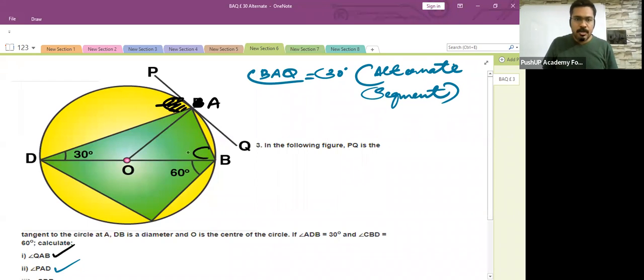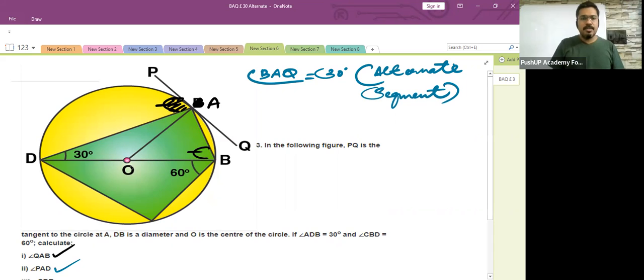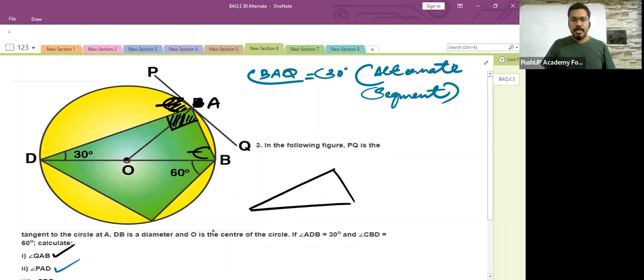So your primary job is to find angle ABD. Once you find angle ABD, you automatically get angle PAD. Don't you agree with that? Because angle ABD is nothing but the angle subtended by chord AD on the circumference of the circle. Now what is DB? DB was the diameter of the circle. And how much is the angle subtended by the diameter on the circumference? It is 90.